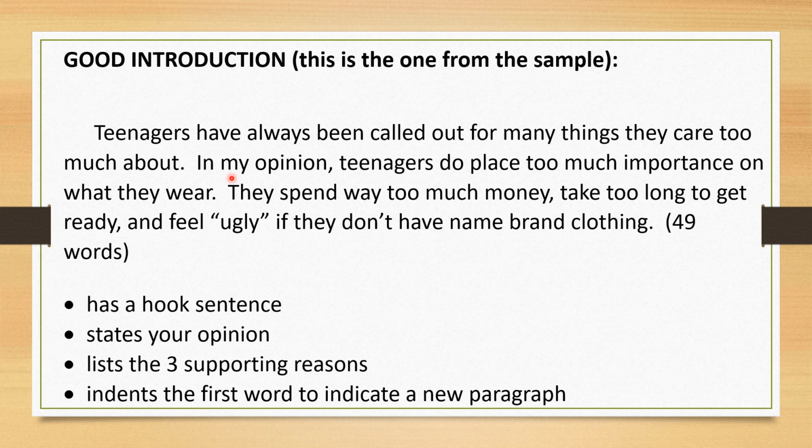You're listing your three supporting reasons. So they spend way too much money, they take too long to get ready, and feel ugly if they don't have brand name clothing. So you've listed your three reasons, and they're also in the order that they're going to be appearing when you're writing about them. And we also see up here that the indent is here so that you're clearly stating that you're starting a new paragraph.